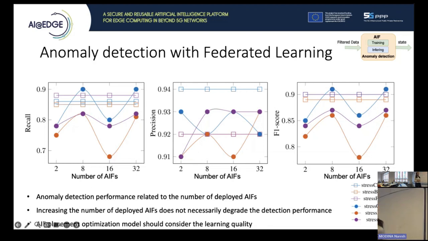For FLAdge, you can see that increasing the number of IAFs doesn't really mean that we are increasing or decreasing the performance. The only explanation we have now, and we are working on that, is that as we are doing horizontal federated learning, we split the data we get in batches. Maybe when we select this number of IAFs, sometimes when the performance is high, it means that the IAF has enough information about the data seasonality.